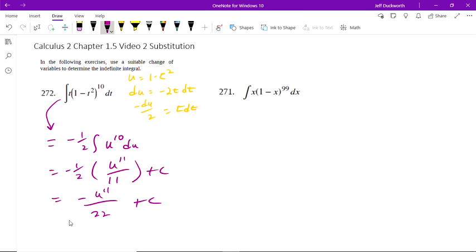Now we replace the u. So negative 1 minus t squared to the 11th power over 22 plus some constant c.